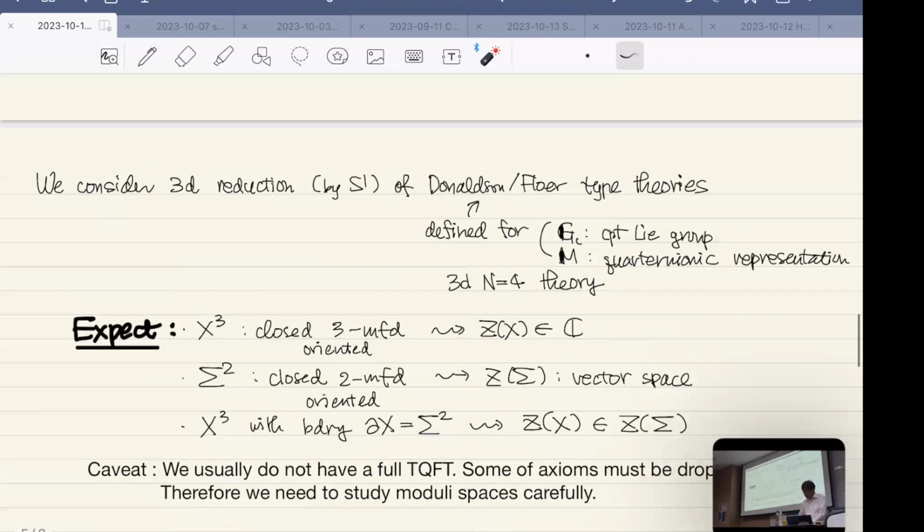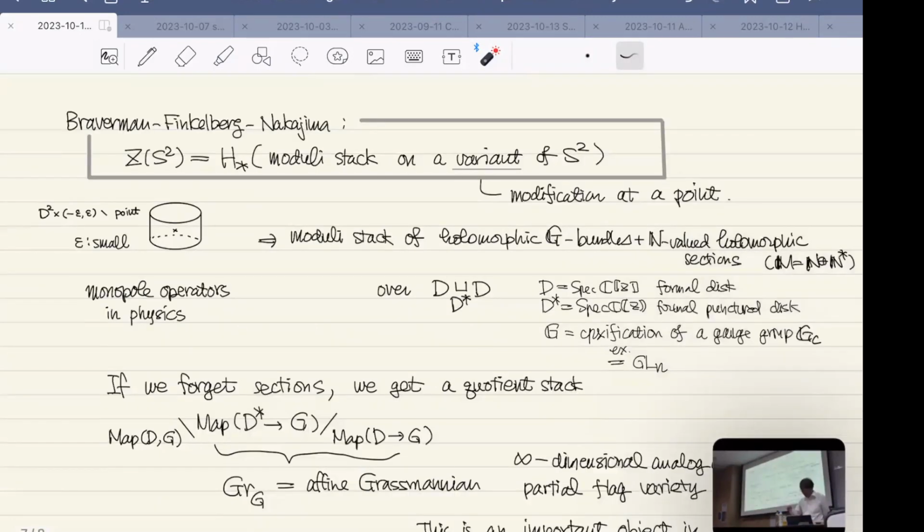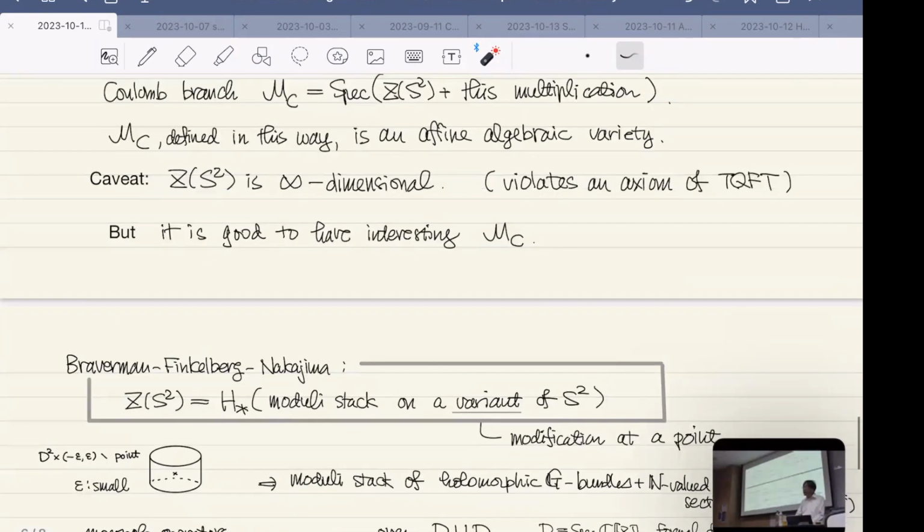So in fact, for some technical reason, we cannot directly work on the two-manifold S2. But yes, we consider stress. Okay, let me continue. So I'd like to define G of S2 as a commutative ring, and once I succeed in defining the commutative ring, I take the spectrum. This is our definition of the Coulomb branch.